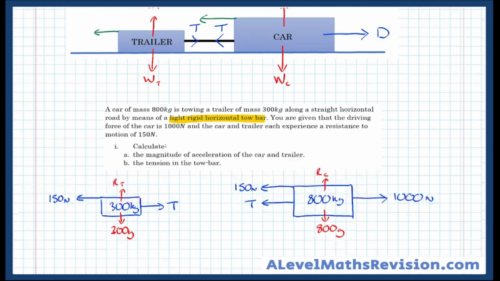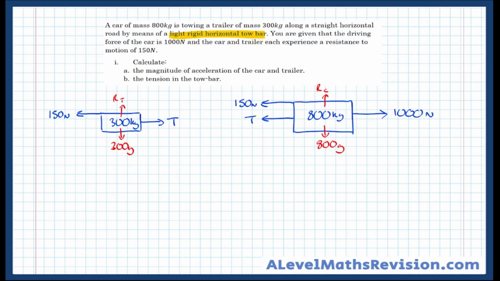So, now that we've done the diagrams, we're able to better answer the question. So it's asked for the magnitude of the acceleration of the car and the trailer. So if we do F equals ma for each of these, we'll get an equation of motion for each of them.